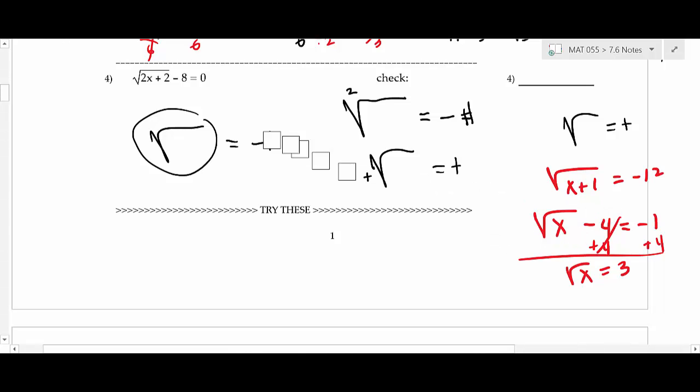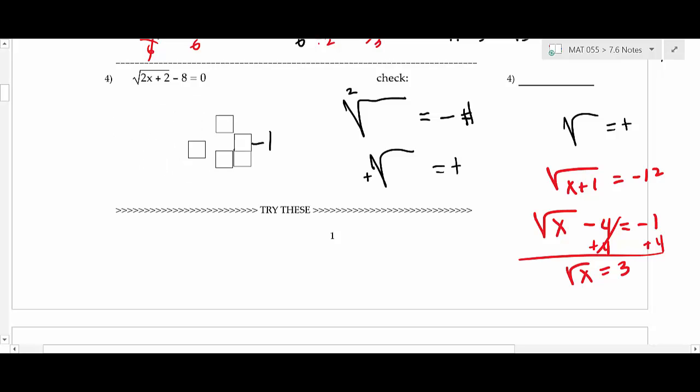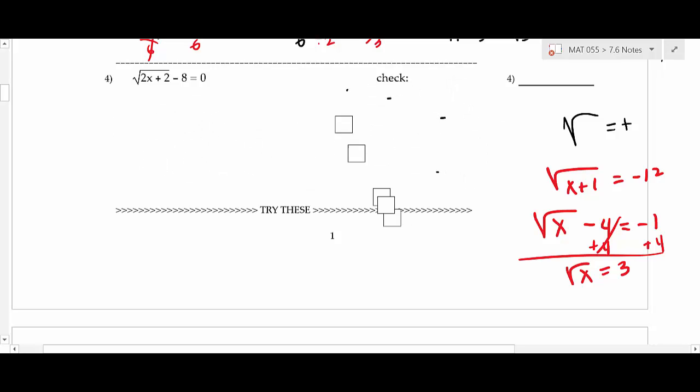So let's go on and I'm going to do this number 4, then I'm going to give you time to work on a few problems, and I'll walk around and see if you're on the right track. If you look at number 4, is that radical all by itself? Is it isolated? No. So what do we do? Add 8. Good. Add 8 to both sides. That's going to give you square root of 2x plus 2 now is equal to 8. Now how do you make the radical go away? Square it. Okay, that's good. So we want to do that.